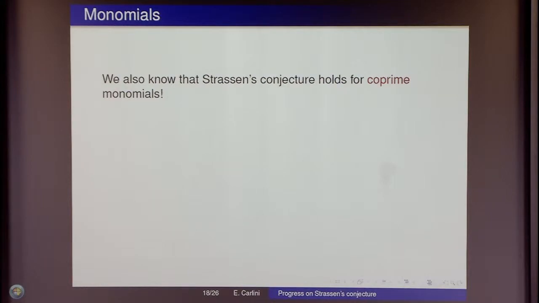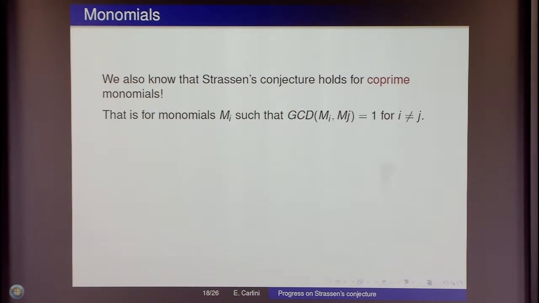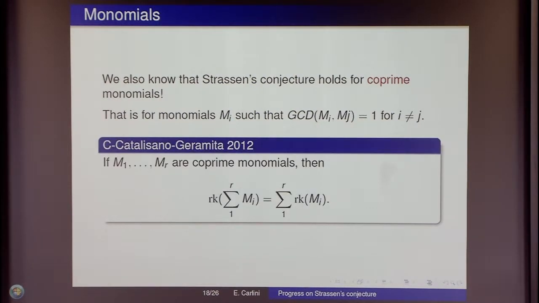But we also know that monomials in different sets of variables satisfy the Strassen conjecture. This was stated about coprime monomials. Coprime means that if you take two of them and compute the GCD, it is equal to 1. Since monomials factor, this means no common variable. So coprime and in different sets of variables is the same thing. And in that 2012 paper, we also managed to show that the rank of the sum is the sum of the ranks. And at the time, this just looked like a very peculiar property of monomials, which was not so clear where it was coming from.